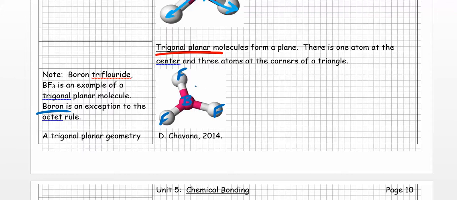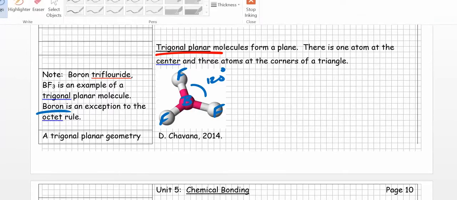Think of this sheet as a plane. By the way, if that were true, what would this angle be? Let's think about that for just a little while. What would that angle be? Well, in fact, what would all those angles be? They'd be 120 degrees, okay? So, the point is this. Trigonal planar molecules are trigonal because there are 3 things extending from the center, and they are planar because everything is in the same plane, right? Everything is in the same plane. Does that make sense to everybody?